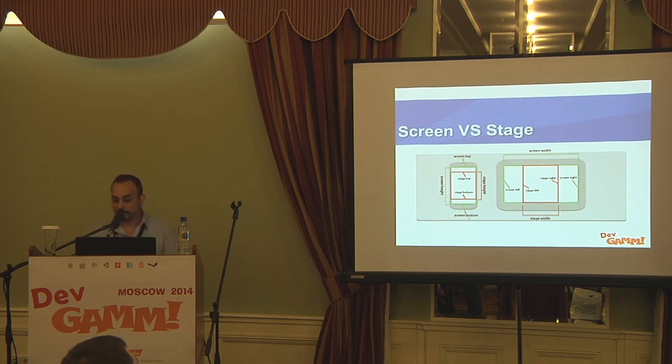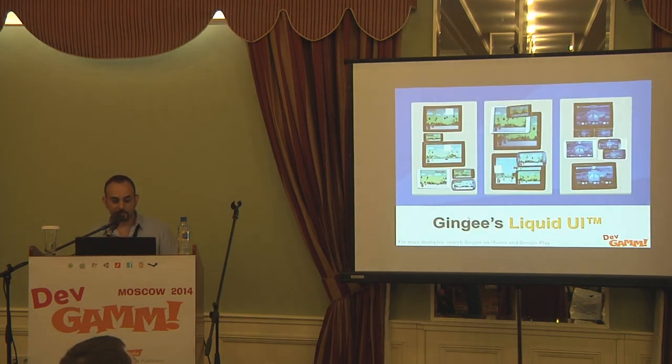So a little example. These are a few devices running a game developed with Gingee. You can see side-scrolling games, and you can see that all of those have a lot of operating systems and a lot of types of devices and resolutions. All of those do not have any dead spaces or any black areas, and they are not distorted.